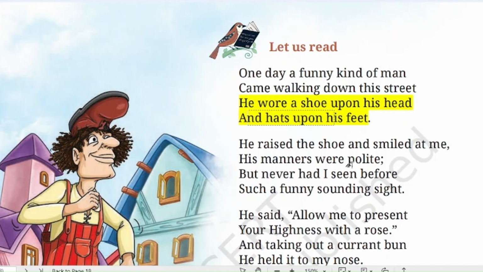And his manners were polite. Why were his manners polite? He behaves kindly, but he still looks very strange. The speaker says that he had never seen such a funny looking person before, someone who looked weird and maybe even made strange sounds. Not only was he looking funny, but never had I seen before, he is saying that I have never seen such a person before, such a funny sounding sight. That means he was making funny sounds also.